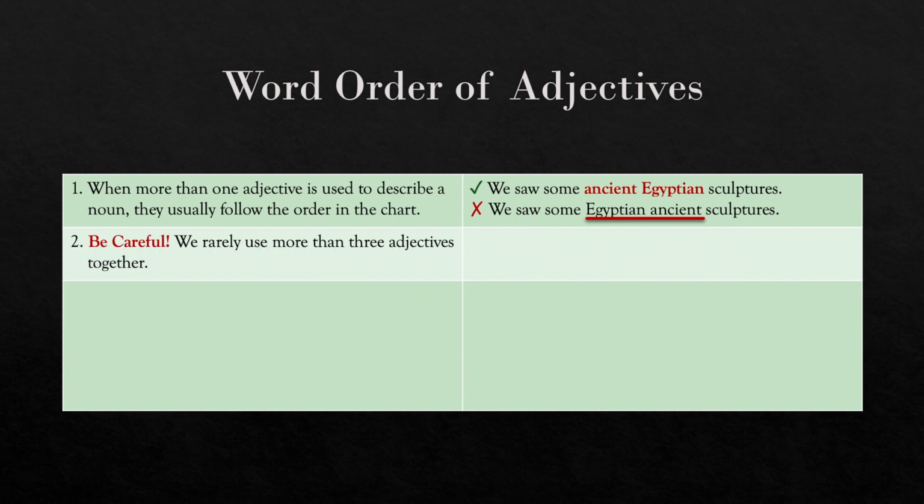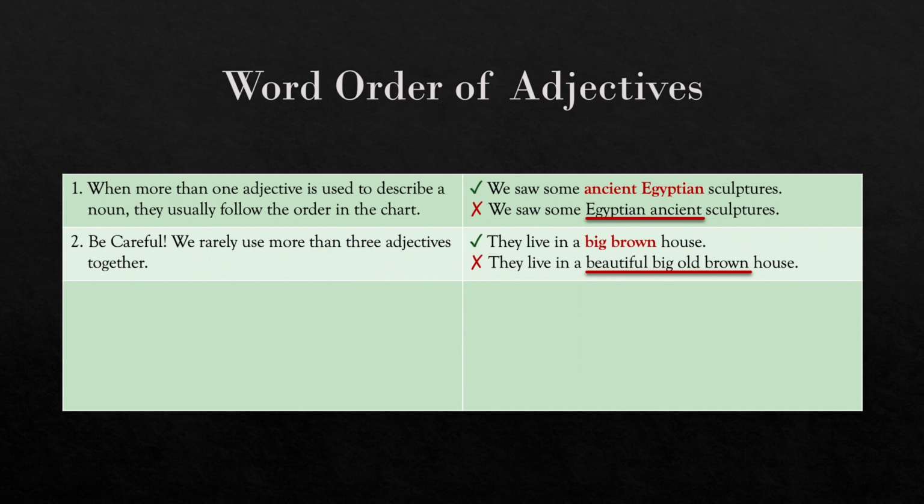Rule number 2. Be careful of this one. We rarely use more than 3 adjectives together. It gets confusing to list everything you can think of about a noun. So it's okay to say, they live in a big brown house, but it's weird to say, they live in a beautiful big old brown house. It's just too much information. Why are you so impressed by their house?